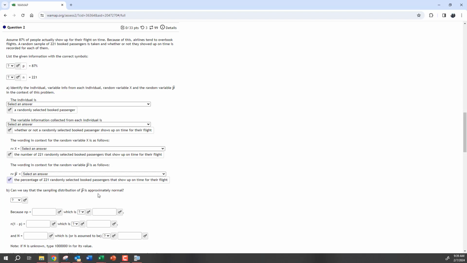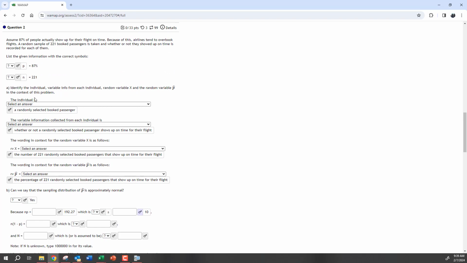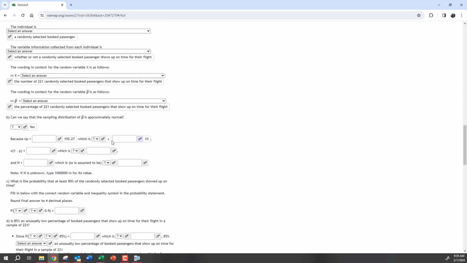Now, can we say it's approximately normal? Well, yes, we can, because we have to test all of these things, remember? When we're testing for a binomial and seeing if we can approximate it with the normal, there's a few things we have to test. The first is that n times p has to be greater than or equal to 10. In this case, we take n, our sample of 221, and multiply it by p. You'll notice it's p, not p hat. So we multiply it by the population percentage of 87%, and we get a number that's much bigger than 10.